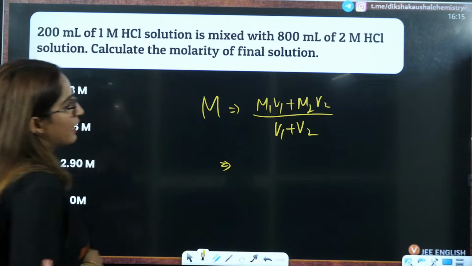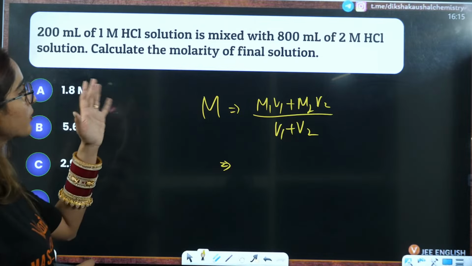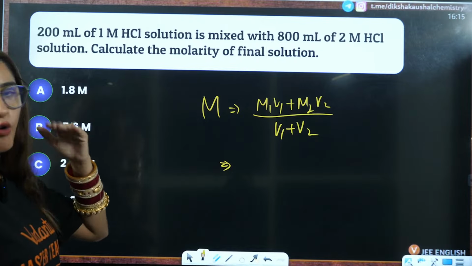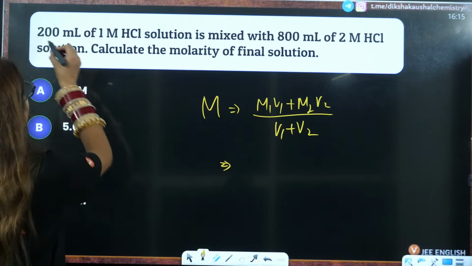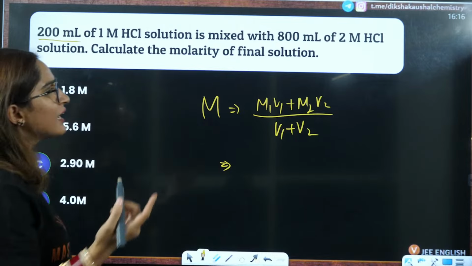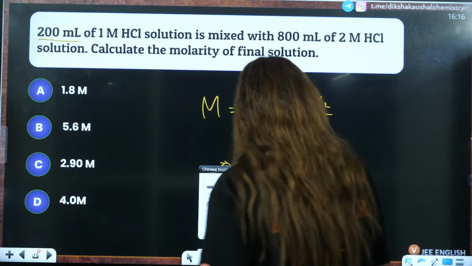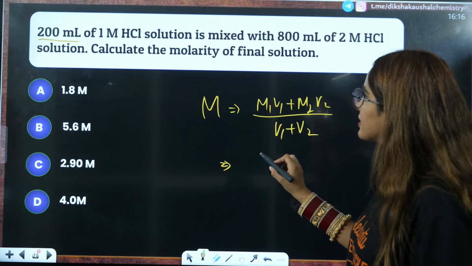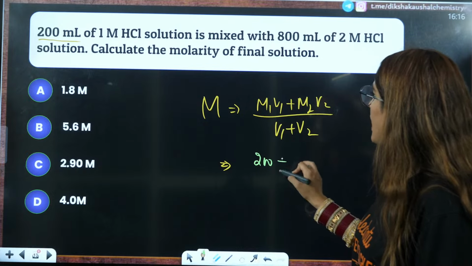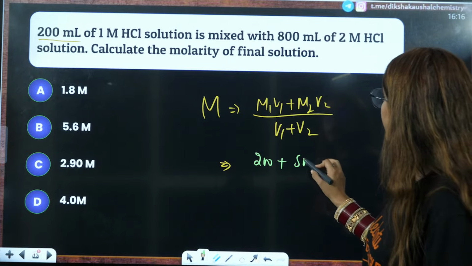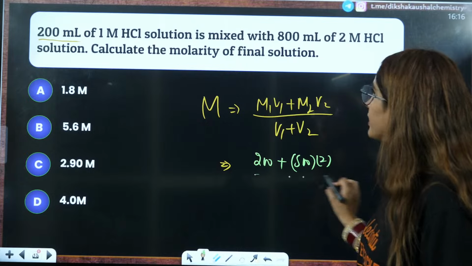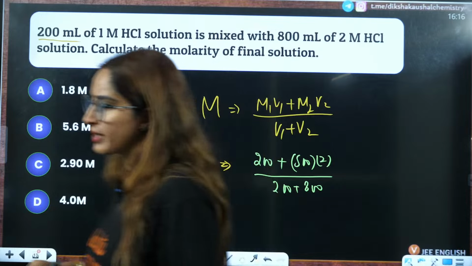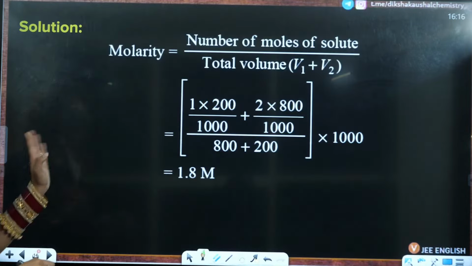Now, if you're putting the volume in liters, how are you going to solve it? Either you put all of these in milliliters or you put all of this in liters, totally your choice. Let's put it in the same unit, so that will be 200 into 1 plus 800 into 2, divided by 200 plus 800, and by solving this you will get your answer.